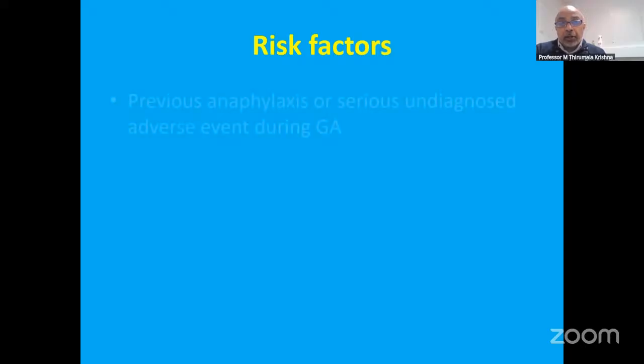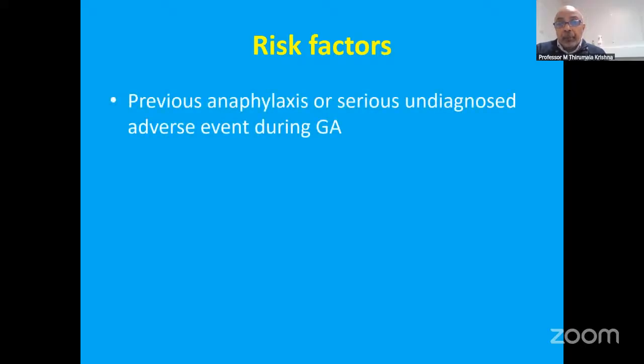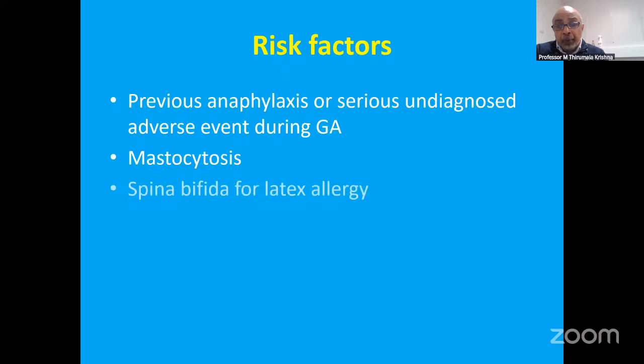So what are the risk factors? Anyone who has had a previous history of anaphylaxis during general anesthesia, or had a serious event during general anesthesia which was not addressed, is at risk for future procedures. Patients with a known diagnosis of mastocytosis are at risk of serious anaphylaxis during general anesthesia. And patients with spina bifida are at risk for latex allergy because they've got an indwelling catheter with latex in it, and they can become sensitized to latex, they can develop latex allergy, and then during anesthesia, they might have anaphylaxis in response to the latex glove.